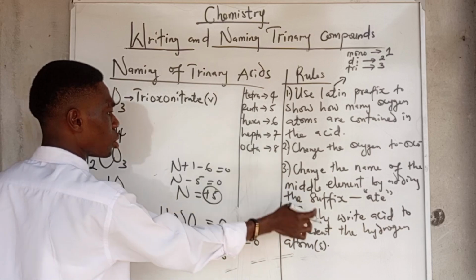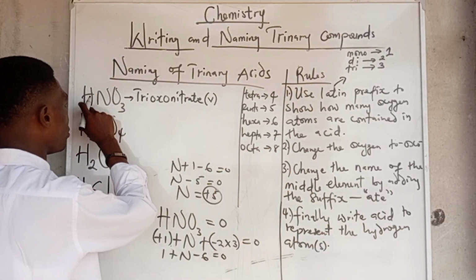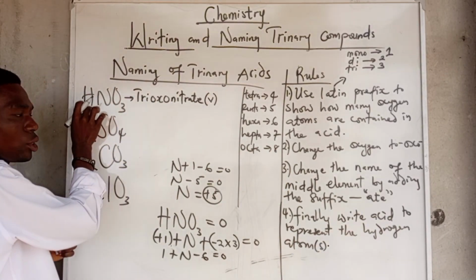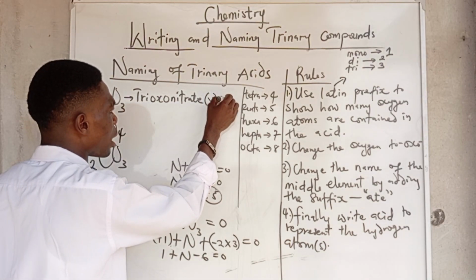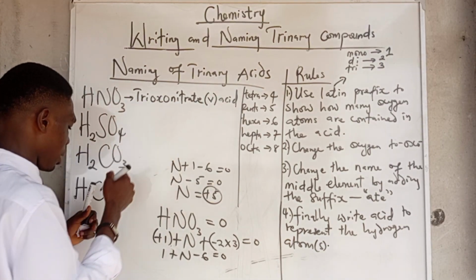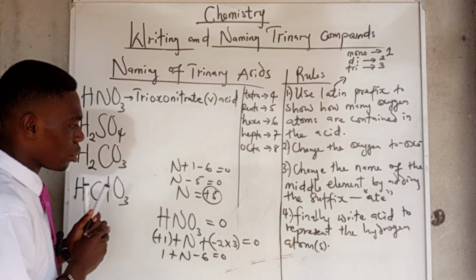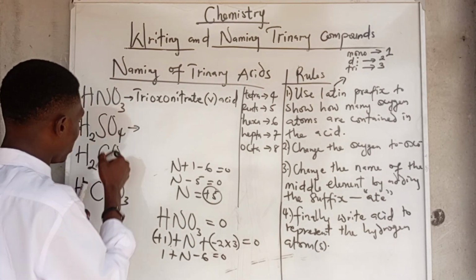Then finally we write acid to represent hydrogen. No, we don't write hydrogen, we write acid. We are following the IUPAC system, so we're going to put acid, and that's the name of this acid: trioxonitrate V acid.